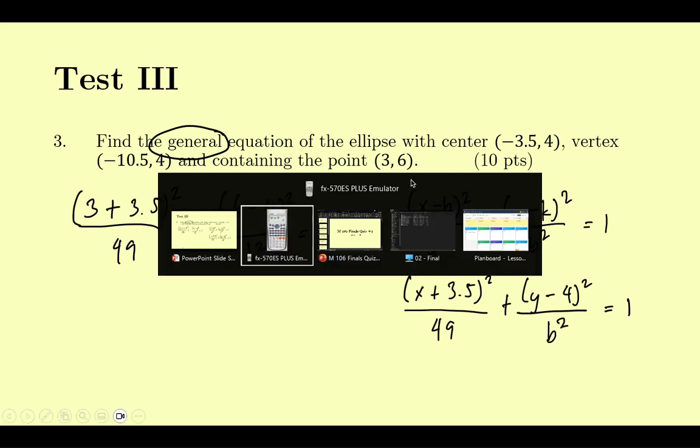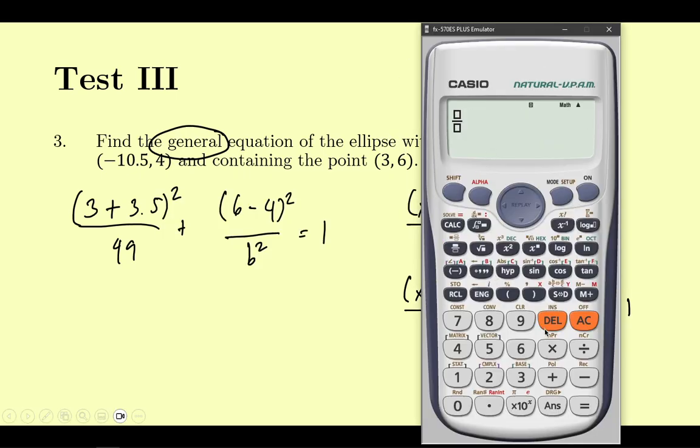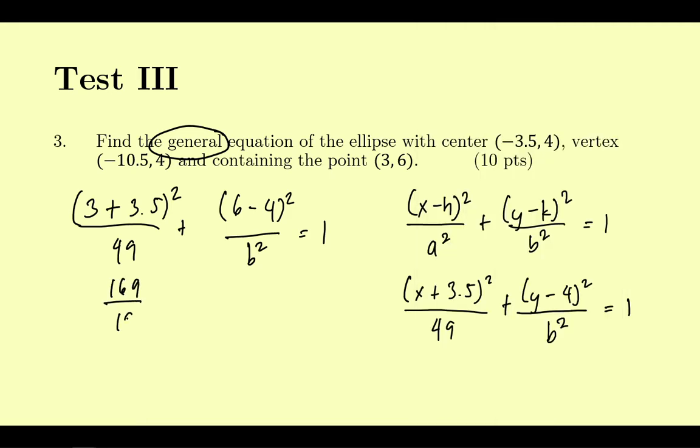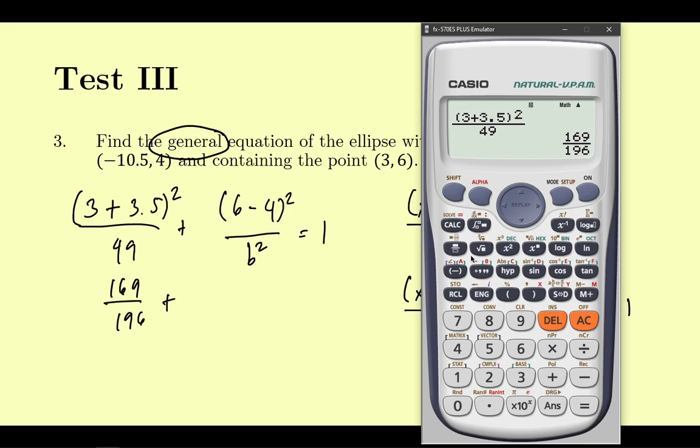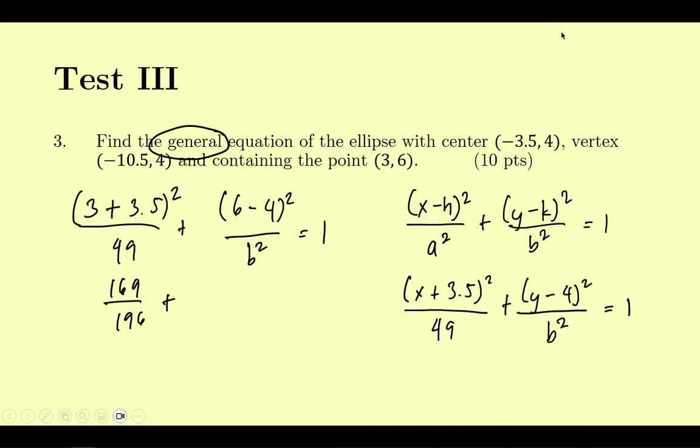You can use a calculator for this. 3 plus 3.5 squared over 49 is 169 over 196 plus 6 minus 4 squared. Ay, ano lang pala siya. Ito lang yung kailangan mo i-expand. 6 minus 4, actually it's just equal to 4. So, ayan na siya. 4 over b squared is equal to 1.